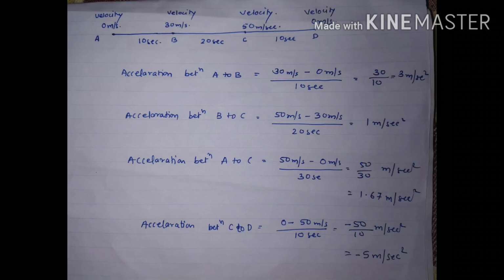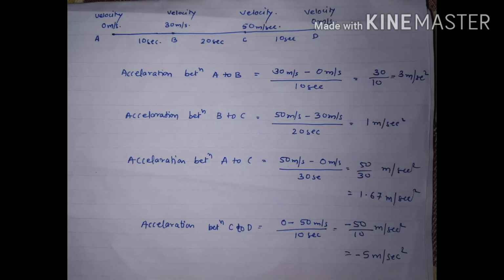That is, when the object started, its velocity was 0 meter per second. In the first second, the velocity increased to 3 meter per second. In the second second, the velocity increased to 6 meter per second. In the third second, it increased to 9. In the fourth, it increased to 12, and in the 10th second, its velocity increased to 30 meter per second. That is, the rate of increase of the velocity is 3 meter per second square.